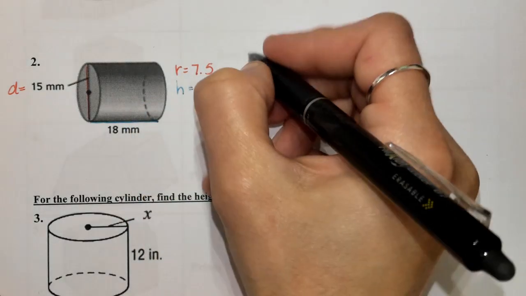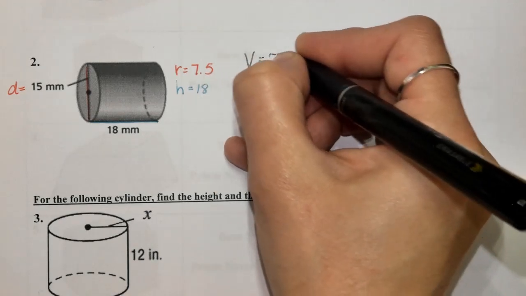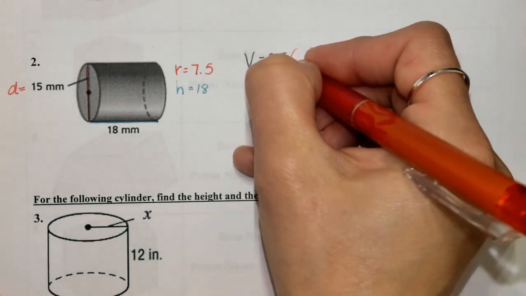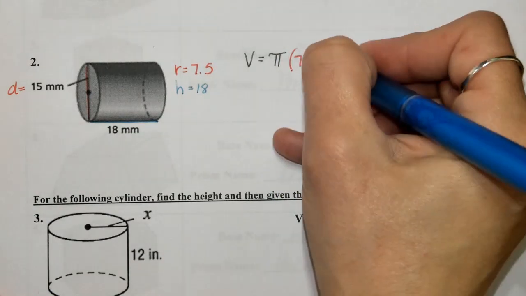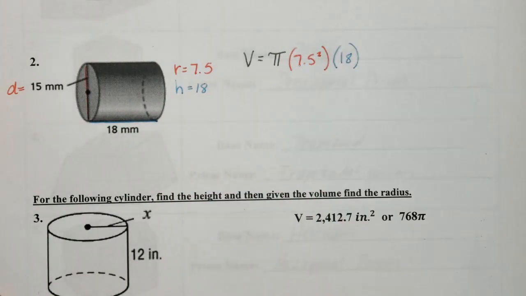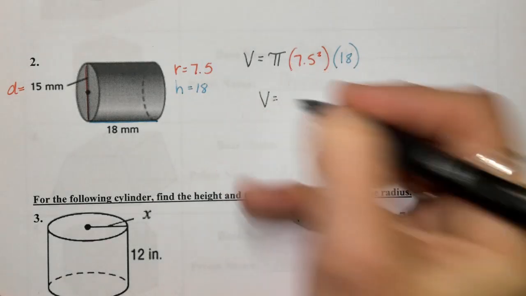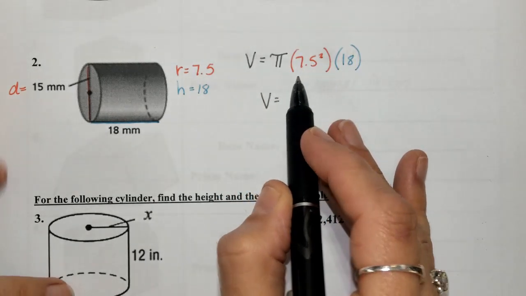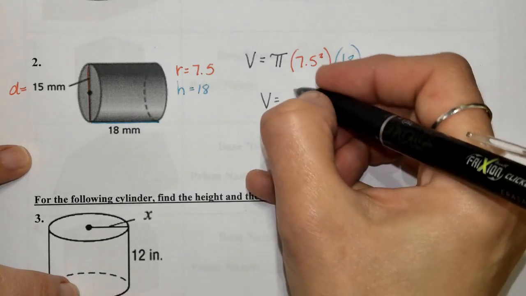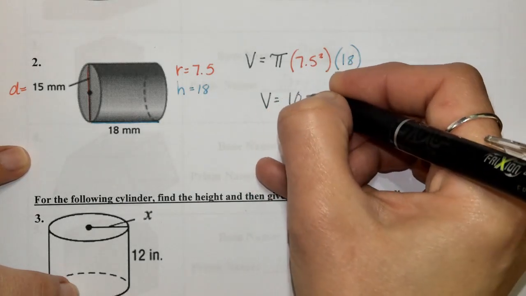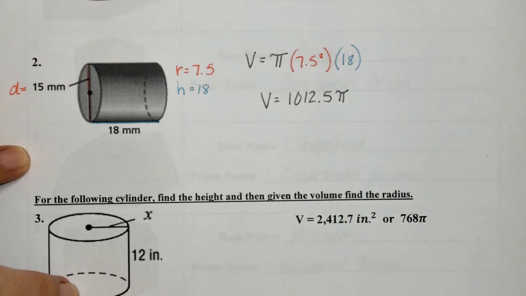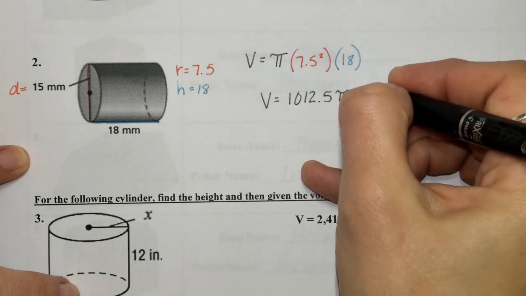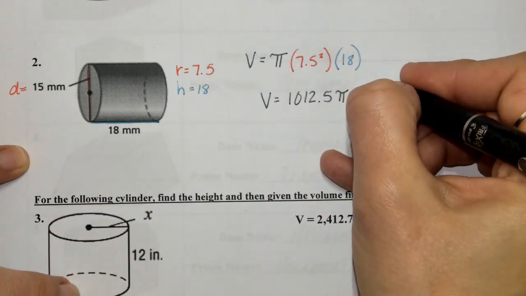Plug into the formula very quick. Just kind of plug and chug. Here we go. Pi radius squared, so 7.5 squared, times the height of 18. We're going to leave the first one in terms of pi, so we're going to square that 7.5, multiply it by 18. We're going to get a big number. We're going to get 1,012.5 pi. Now, if you do it in terms of pi, do not forget to put that pi symbol on there, or you have a completely different answer. Millimeters is our unit, so millimeters cubed.